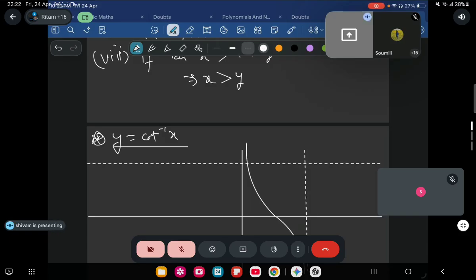And how will the graph look like? The graph will look somewhat like this. This is the graph of cot x.